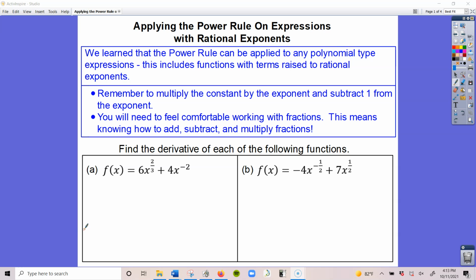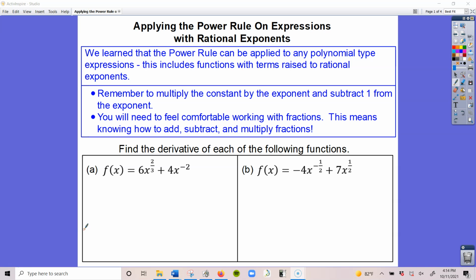Hey guys, today we're going to expand a little bit on what we did with the power rule to those polynomial type functions where the exponent of x may be a rational exponent. Now, a rational exponent is when the exponent is written as a fraction. This does not mean that you're going to do anything different. It just means that when we're applying the power rule, we may need to work with fractions. That means that you need to know how to add, subtract, and multiply these fractions.